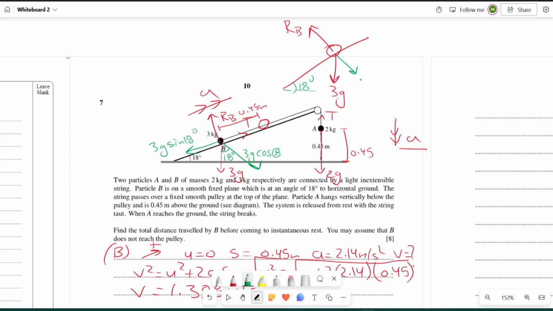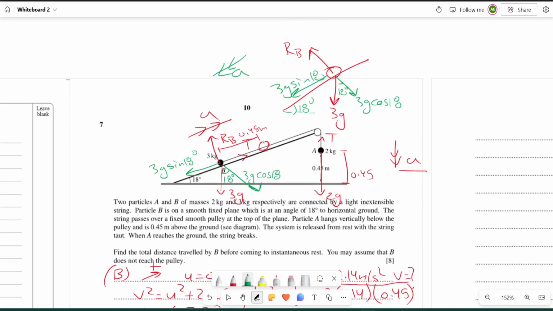I'll have the components of the weight: 3G cosine 18, this is also 18 degrees, and 3G sine 18. Now in this direction, I just have one force. So the sigma forces is also always going to be in this direction. So my acceleration is going to be downwards, and that makes sense because I am slowing down. So I'm going to have sigma F equals MA.